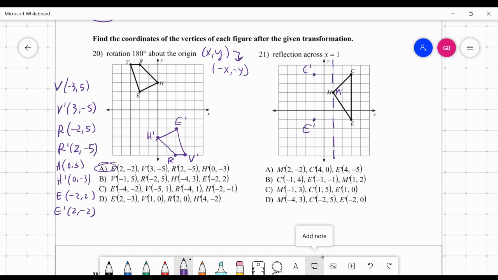Okay, so if I draw this triangle here, that's the reflection. C prime is (-1, 4). E prime is (-1, 1). And then M is the same. M prime would be (1, 2). So it looks like it's going to be option B.